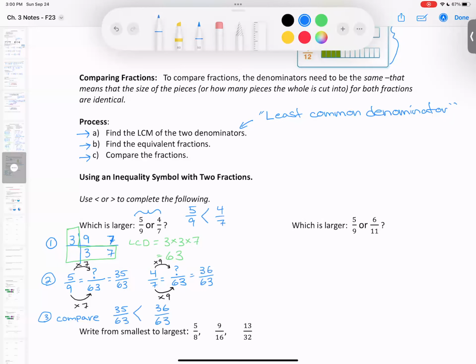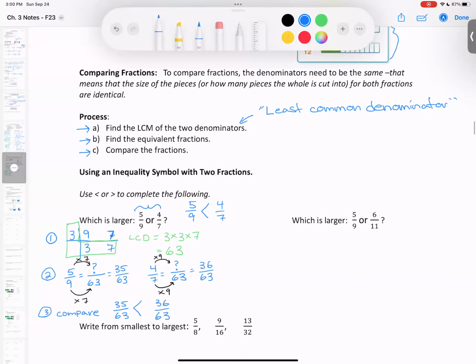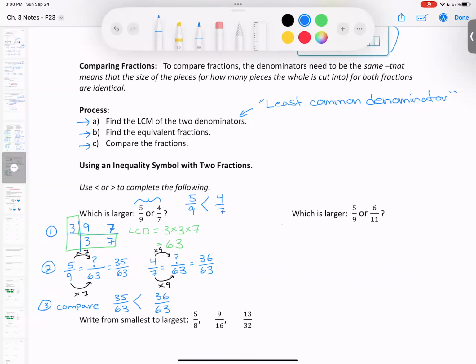So we want to know which is larger, 5/9 or 6 over 11. Step 1, we want to find our least common denominator. Let's do the tree method. We've got 9, which is 3 times 3, and 11, which is actually prime. So in our prime factorization table, 9 is 3 times 3, and 11 is an 11 on the end. Our least common multiple is the product of those two numbers: 3 times 3 times 11 gives us 9 times 11, which is 99.